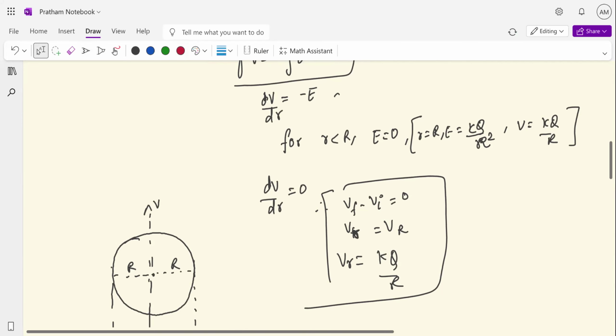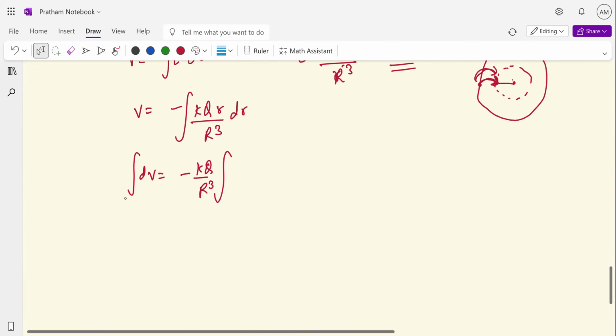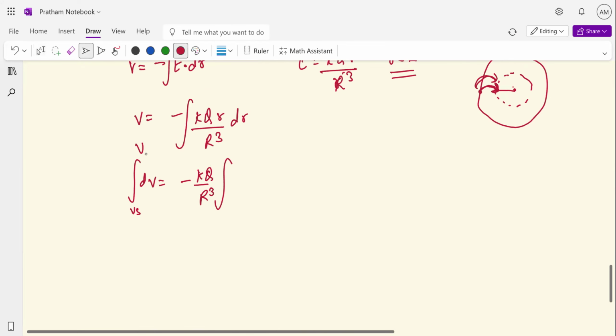So here also I am going to say, from where to where I am going, from Vs to V somewhere inside. So it goes as V minus Vs equals to, what is the KQ divided by R square? R cube. And what is the value here? Again, I told I am going from some radius outside, R, exactly R, to inside. So I can say I am going from this to this.